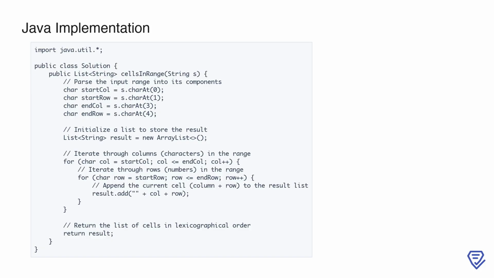The approach mirrors the Python solution, converting the range string into start and end components for rows and columns, and iterating through these ranges to generate the cell names. Key differences include Java's type declarations, use of the ArrayList class for storing results, and handling characters and strings with Java's char and string types.